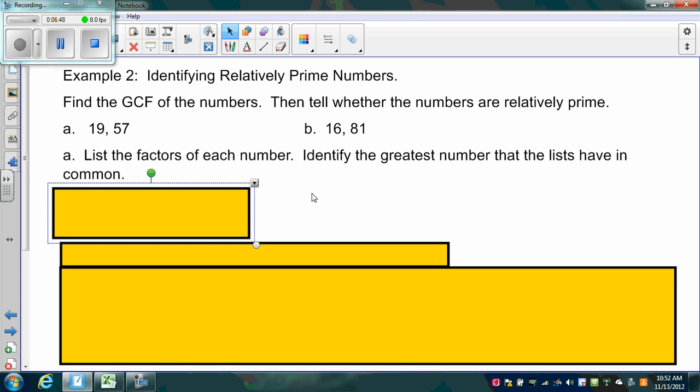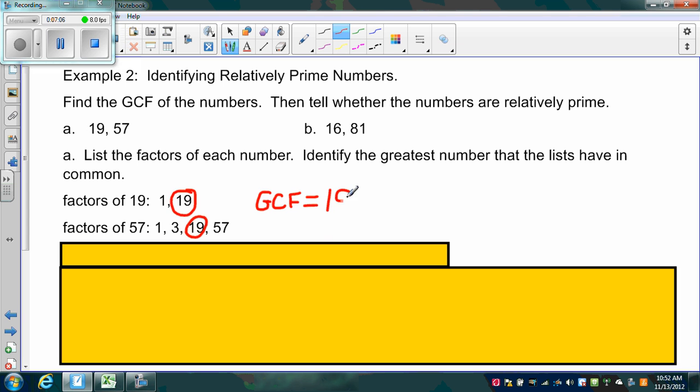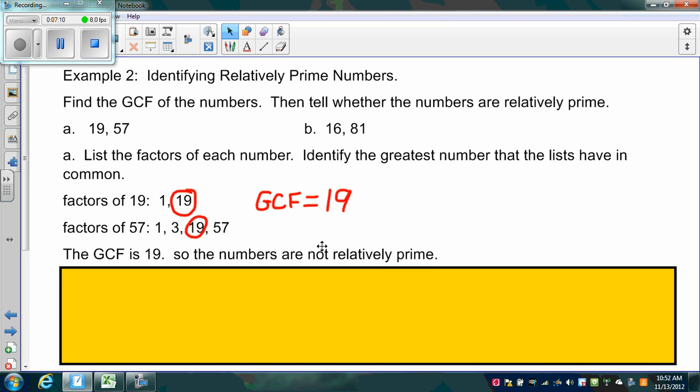So the first thing, list the factors of each number and identify the greatest in the list. So if we had 19 and 57, in this case, they both have a 19 as their GCF. So this is greater than 1. So they are not relatively prime. Let's try the other two.